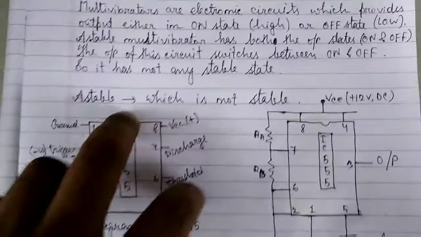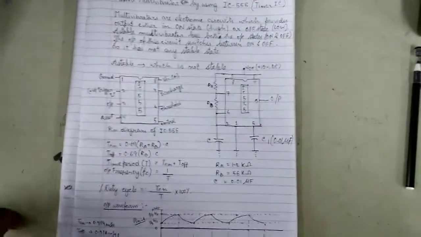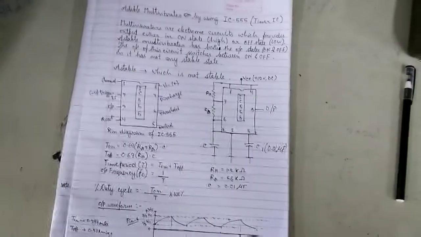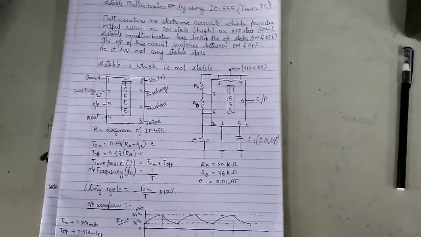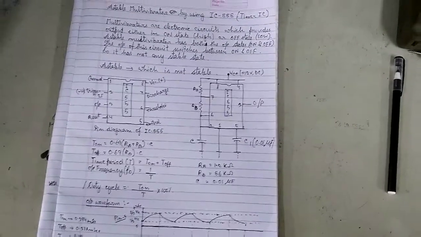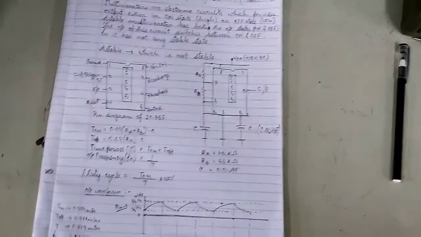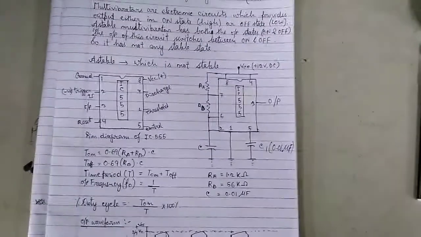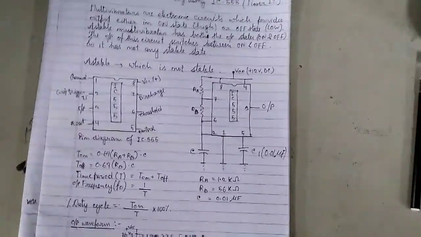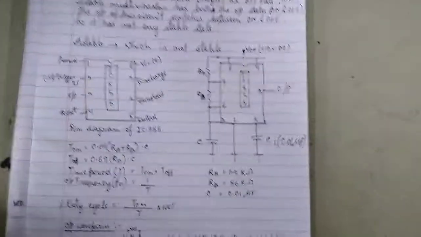So why the name is astable? Because the output of this circuit is not stable. That means we will get a fluctuating output. Sometimes it is on and sometimes it is off. So definitely we will have some AC signals at the output end because it will be fluctuating with respect to time. So we will get some time period and some frequency also. So we will have some AC output at the output of this circuit.